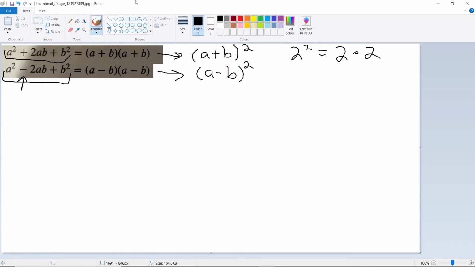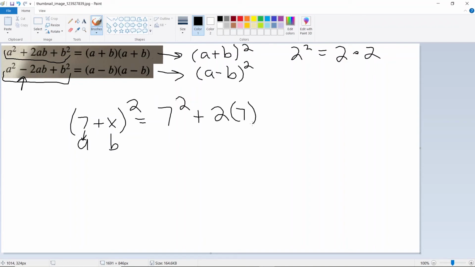I'm going to do another one. What if it were 7 plus x, the whole thing squared? Well, that's going to be 7 squared, which is a squared, a is 7, plus 2 times 7 times x plus x squared, b squared, because x is equal to b, which is 49 plus 14x plus x squared.